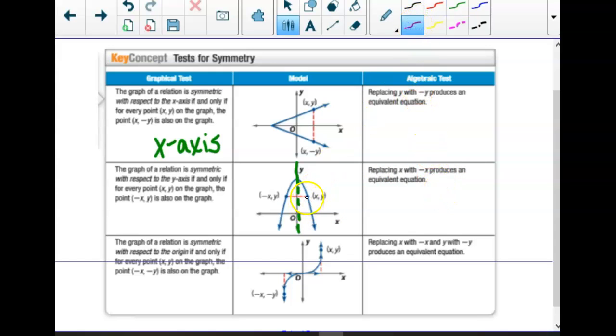If you have a graph with symmetry to the y-axis, like this one, this is the line of symmetry down the middle, you replace x with the opposite of x, and it will result in the same function. Guys, what that means is if I put a 2 in and get out a 3, we'll say, if I put in a -2, I will also get out a 3. Does that make sense that it's the same on the left and right side?